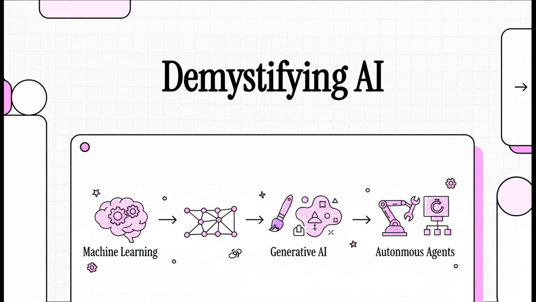But let's be honest, all the terms and the jargon can get pretty confusing. So in the next few minutes, we're going to cut through all that noise and build a really clear map of the AI universe, from the very basics all the way to the rise of these new autonomous agents. Let's see how it all connects.